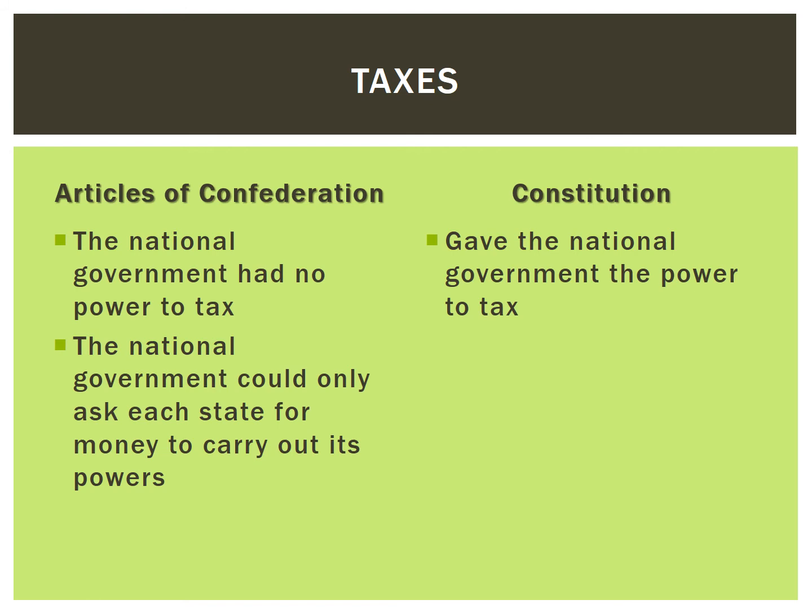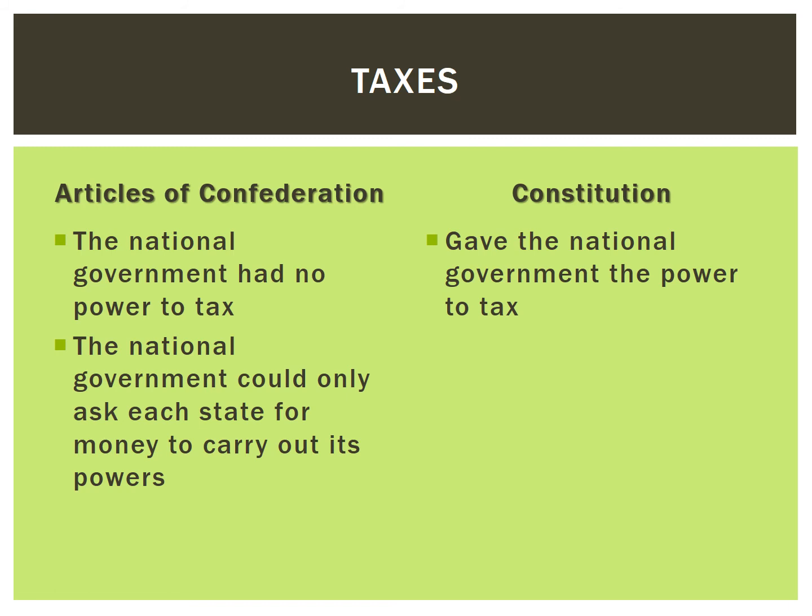So the federal government had no ability to raise a national army at the beginning of all of this, because the Articles of Confederation didn't allow them to do so. The national government can only ask each state for money to carry out its powers. And like I said before, each state had the ability to say yes or no to those stipulations.